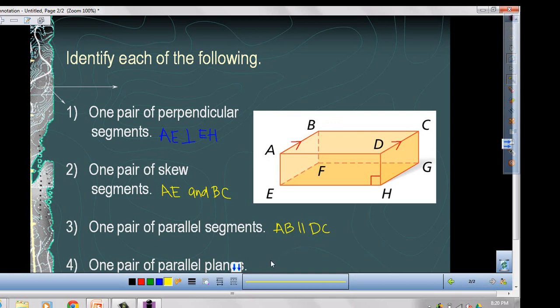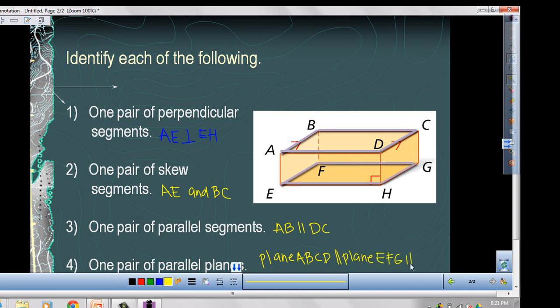Last, one pair of parallel planes. So we're going to use plane ABCD. It's parallel to plane EFGH. And once again, there are other examples you could have used for this one.